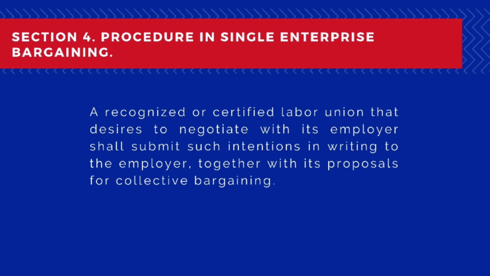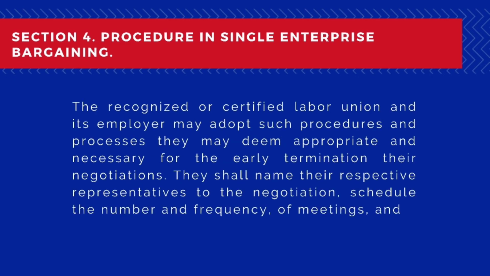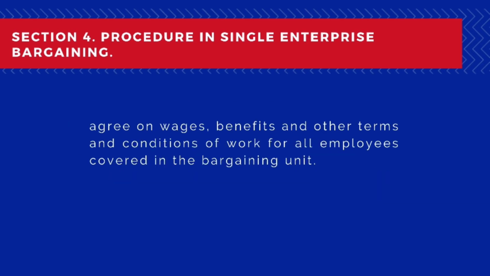Section 4. Procedure in single enterprise bargaining. A recognized or certified labor union that desires to negotiate with its employer shall submit such intentions in writing to the employer, together with its proposals for collective bargaining. The recognized or certified labor union and its employer may adopt such procedures and processes they may deem appropriate and necessary for the early termination of their negotiations. They shall name their respective representatives to the negotiation, schedule the number and frequency of meetings, and agree on wages, benefits and other terms and conditions of work for all employees covered in the bargaining unit.